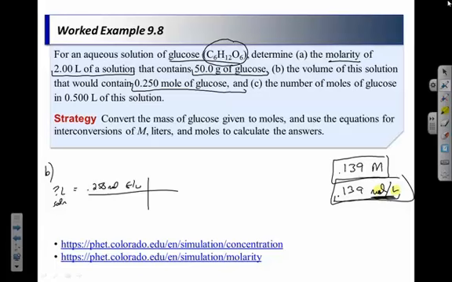Probably not going to come as a pure substance. If it comes as a pure substance, you have pure glucose, and you just measure out how many grams, convert that to moles, and put it in some volume of water, and you know the molarity. But if it comes as a solution, it will tell you what the initial molarity is. You have to use that as a relationship.